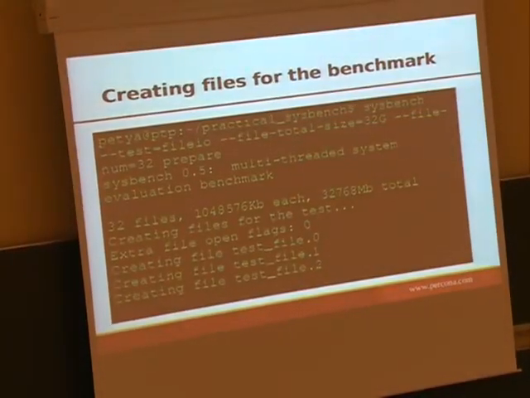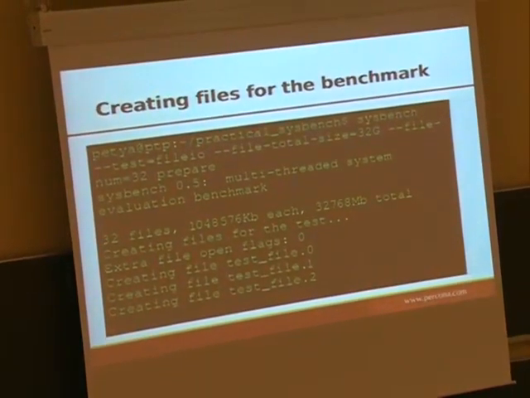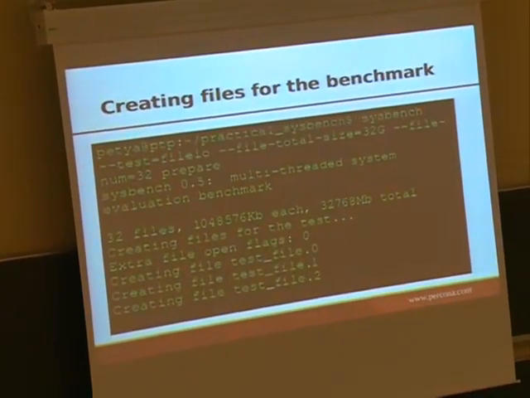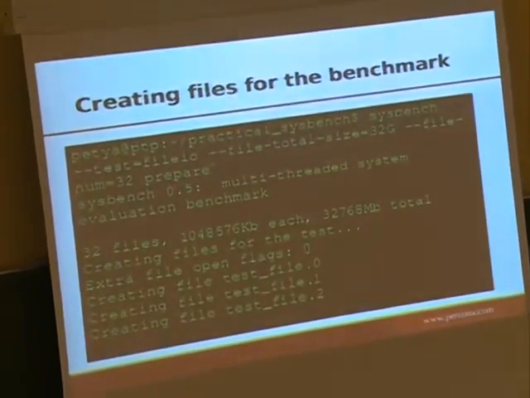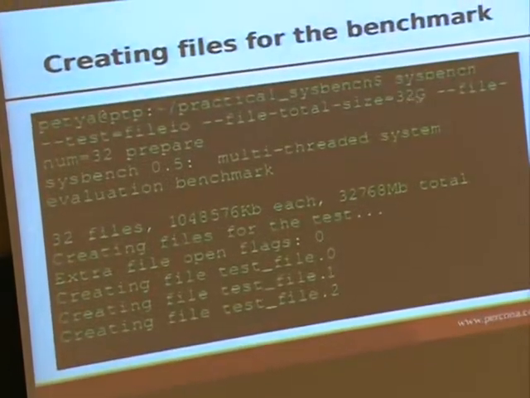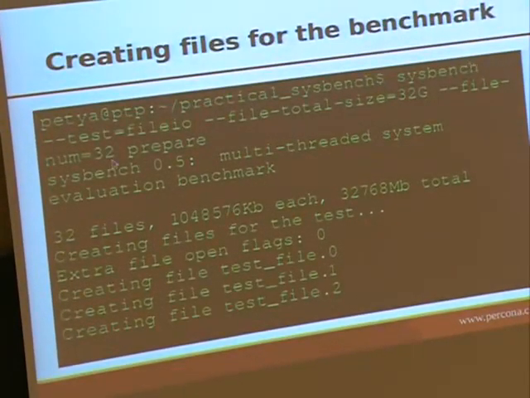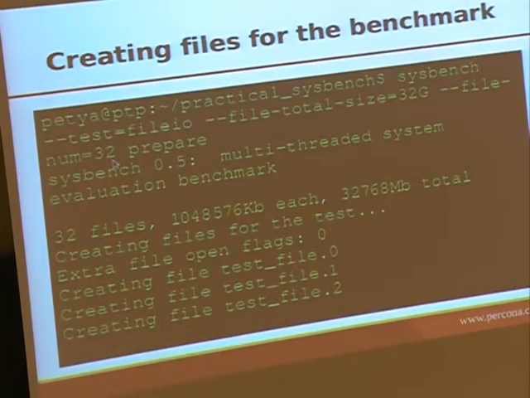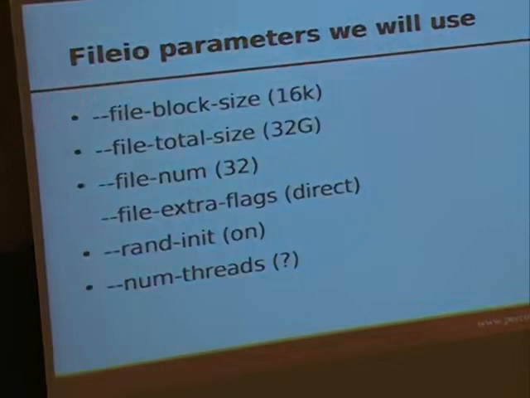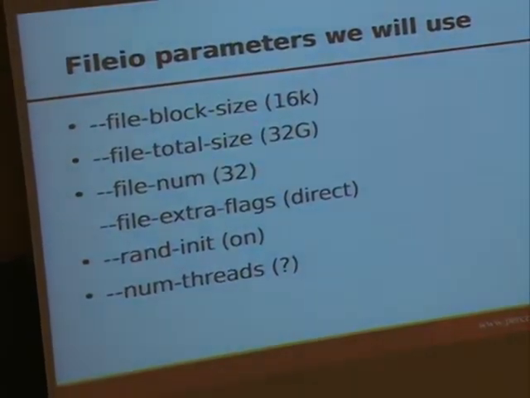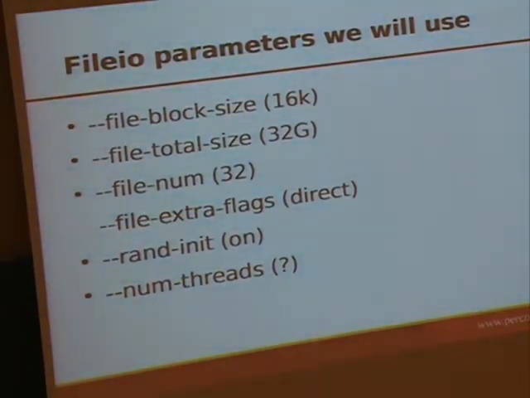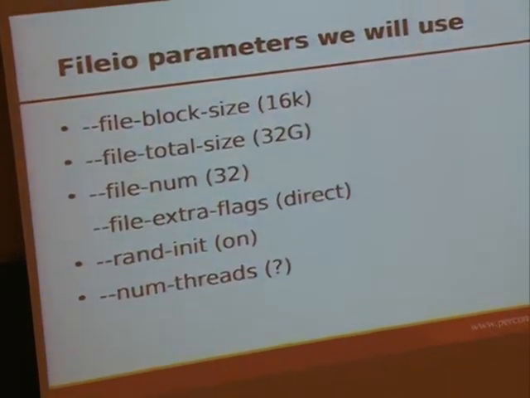So, let's do a file I/O benchmark. This is how you create a set of files for file I/O. We create 32 gigs of files here. The number of files is 32, so each file is 1 gig, and the prepare command will create the files which the test will be performed on. The benchmarks which I will discuss were made on my laptop, so they are readily reproducible. All this was benchmarking my laptop's SSD.